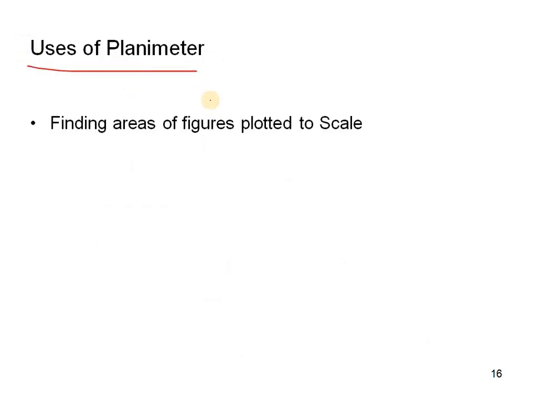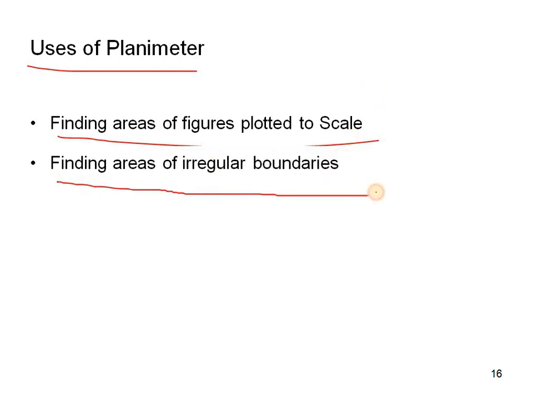So the uses of planimeter are: it can find out areas of figures plotted to scale. That means the areas or any diagrams which are mapped in a map are plotted to scale, so we can find their areas easily. And finding areas of irregular boundaries. If any irregular boundaries are there like this, we can calculate the area by the setter method.